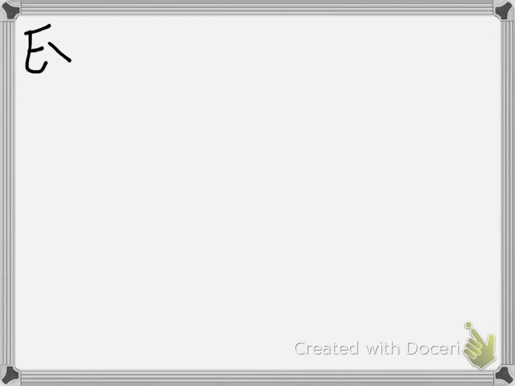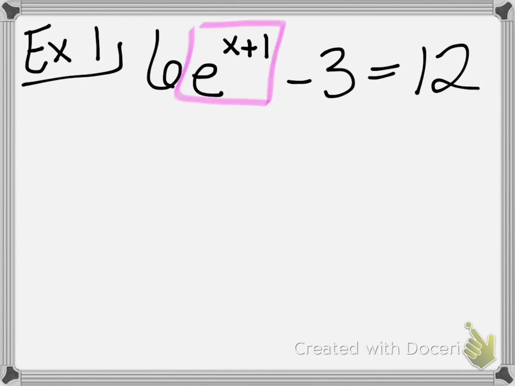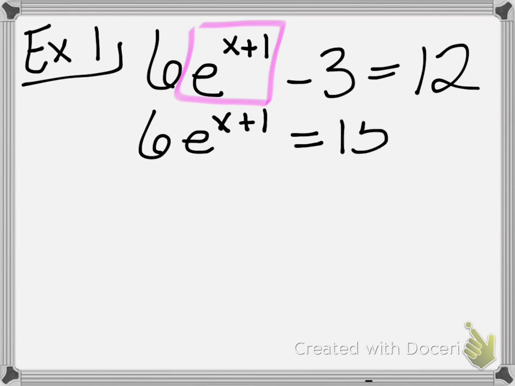So for example 1, we're going to solve this equation. Just like in the last video, we need to isolate the number with the exponent, which means we are going to isolate this e. Solve it like normal. We're going to add 3 to both sides to equal 15, and then we're going to divide by 6, which is going to be 2.5.